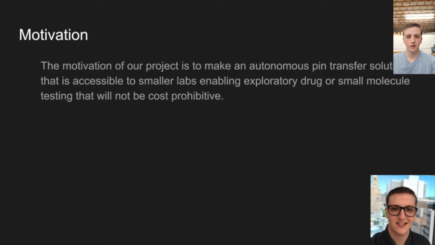This is really scalable, and there are some labs that will use robots to do this because it's so scalable and it's such a repetitive process. Most of the labs that don't use robots for this process is because it's just monetarily kind of exclusive.